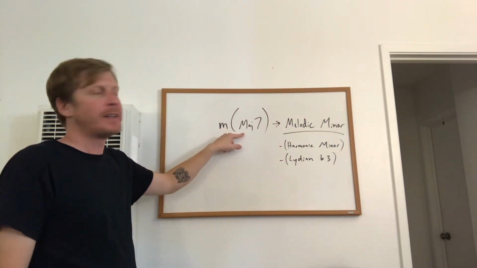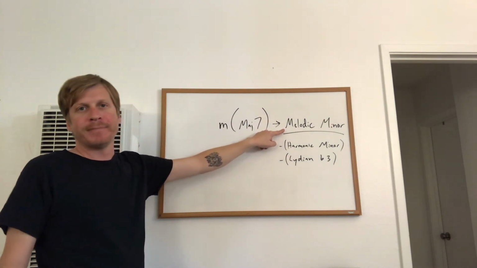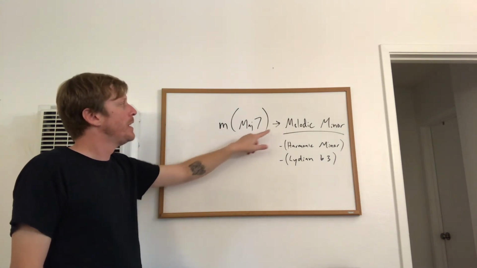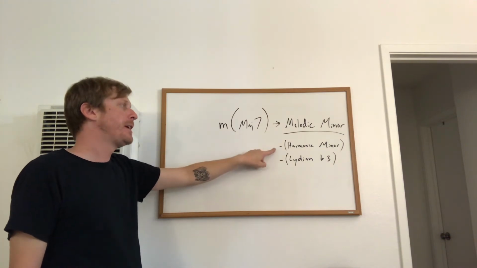It's up to you how you want to write that. Basically, the scale that works over that chord is the melodic minor. So that's kind of the main scale that people choose to play over a minor major 7 chord. However, you can do a harmonic minor scale over that chord. It's less common, but can be used.